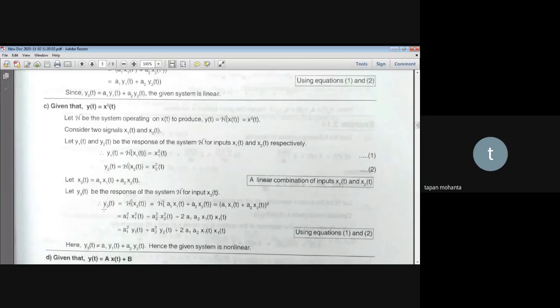Next, we come to another problem, that is y of t equals x square of t. Here y1 of t is equal to h of x1 of t, which is x1 square of t. Then y2 of t is similarly h of x2 of t, which is x2 square of t. Then x3 of t is a1 x1 of t plus a2 x2 of t. Let y3 of t be the response of the system h for the input x3 of t. Then y3 of t is h of a1 x1 of t plus a2 x2 of t, so we get a1 x1 of t plus a2 x2 of t, the whole square.